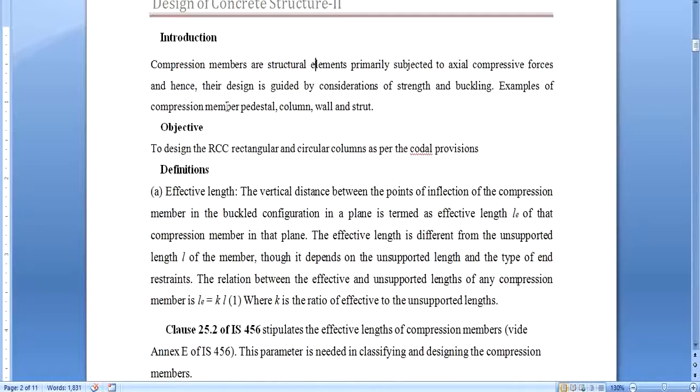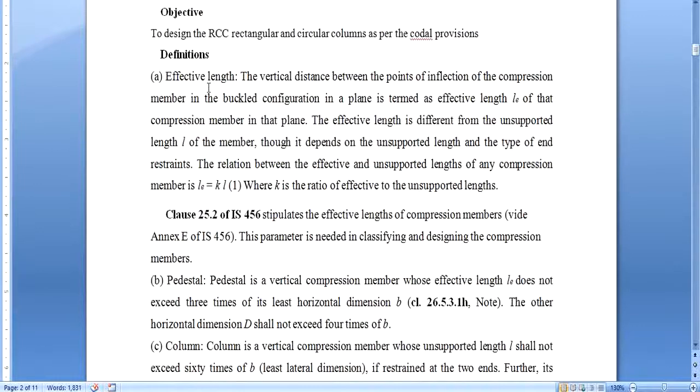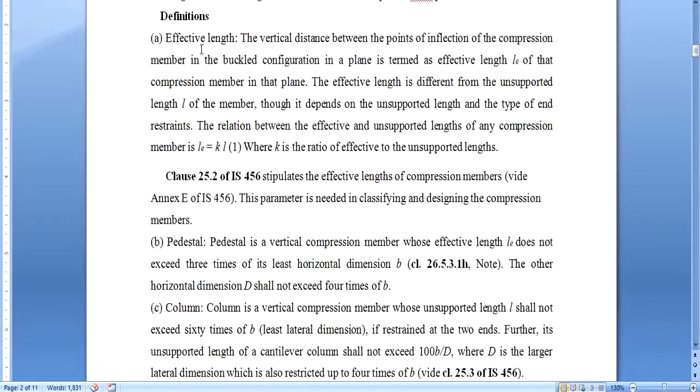Examples of compression members are pedestals, columns, walls and struts. The objective of these notes is the design of rectangular and circular columns as per codal provisions. So please have IS 456 with you.